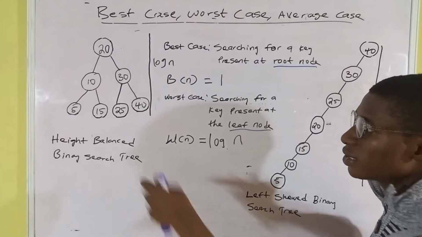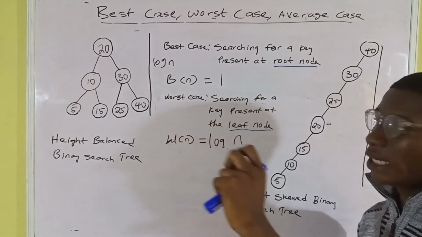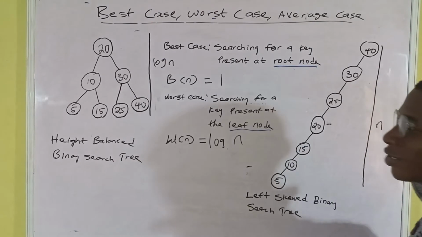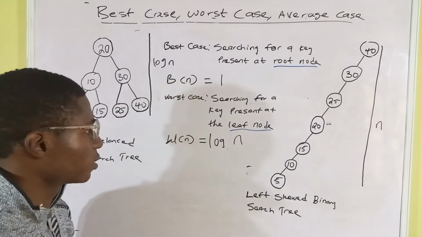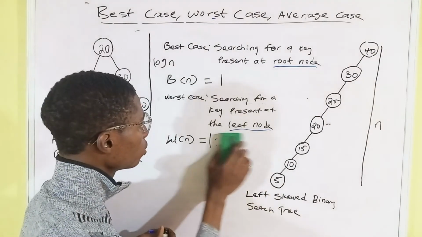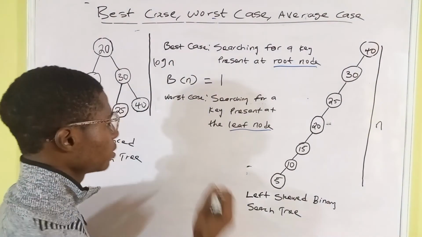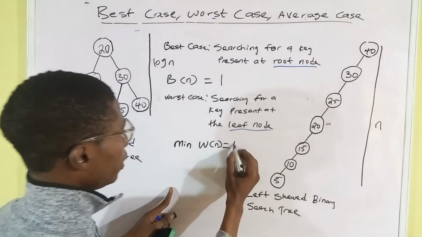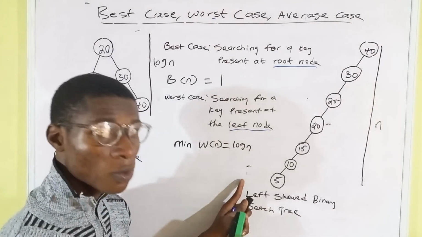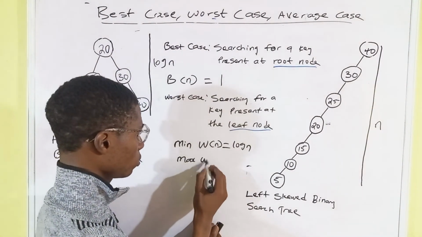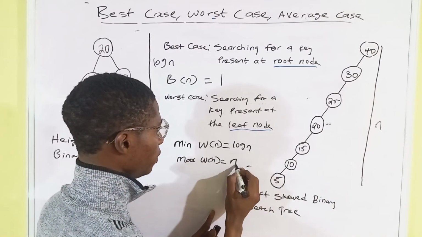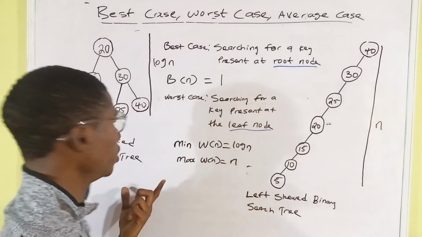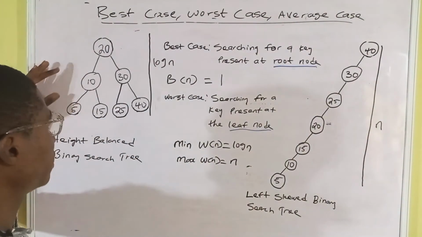So when we are provided with these elements, the minimum height that we can get is this, which is log n, and the maximum height that we can get is this. Okay, so we can conclude that the worst case time is not always log n, right? So I can say that the minimum worst case time is log n, while the maximum worst case time is linear. So don't be confused, okay? This is just restructuring the tree when we are provided with the same elements.